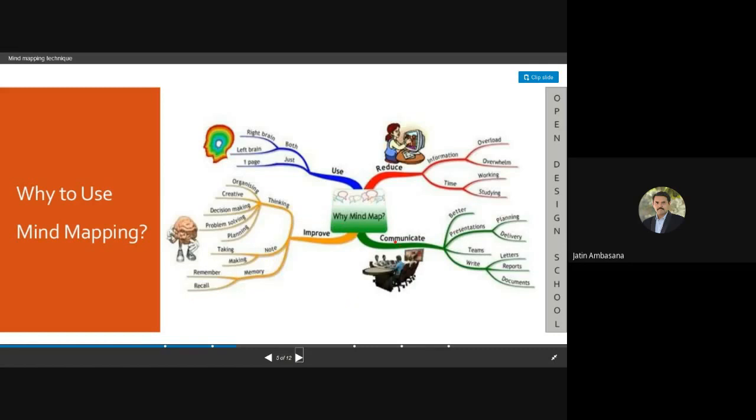Okay, now the last one is communicate. You may want to do better communication, or you may want to make better presentations of your planning, of your delivery, or of your action plan. You may use it to communicate between teams. You may use it to write letters, reports, and documents also. Okay, so these are the various things for which the mind map can be used.